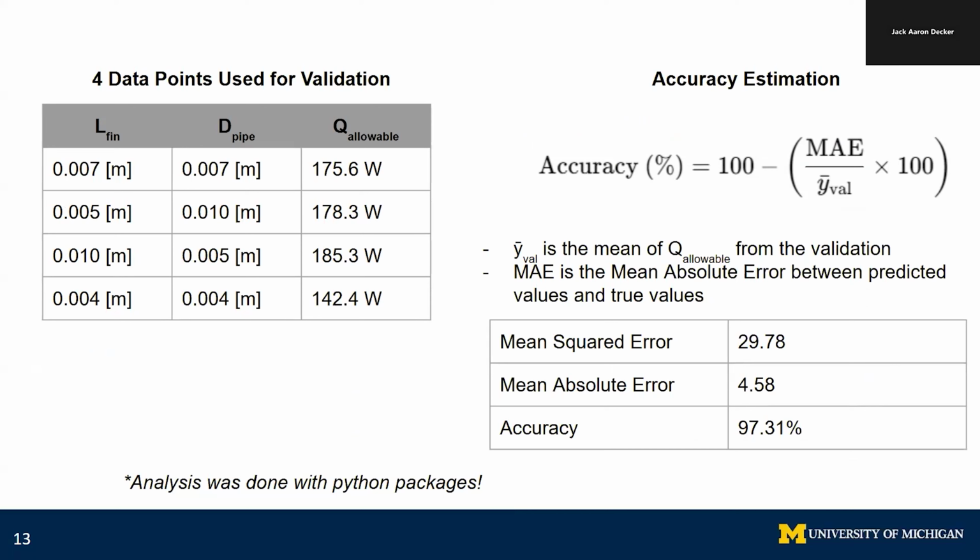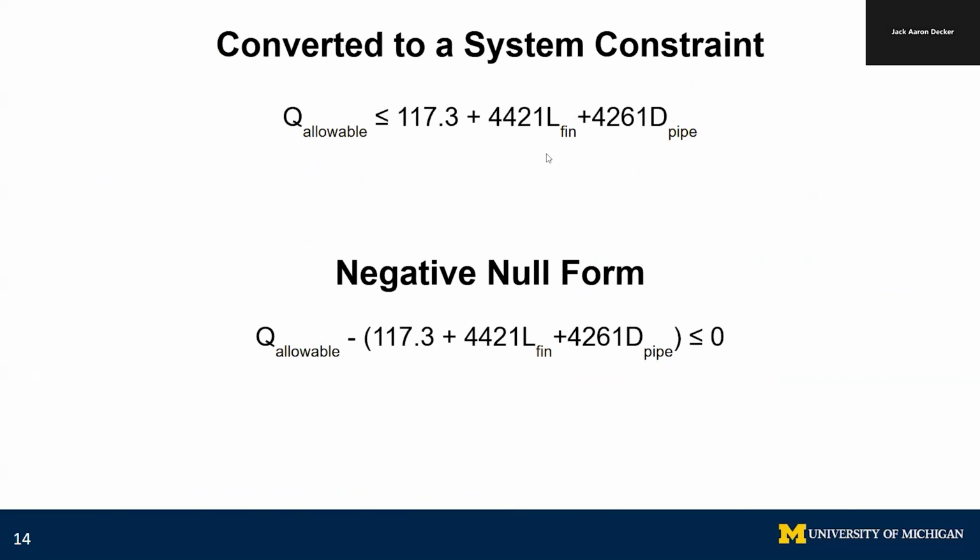And we calculated accuracy based off this formula here, calculate the mean squared error, the mean absolute error, and we get the accuracy value of 97.31%, which shouldn't be too surprising considering all of this is just from heat transfer theory. Converted to a system constraint, we have this Q allowable here, which is just our same equation we got from multilinear regression equation, fit with L fin and D pipe, and then we just transfer this to the negative null form there.